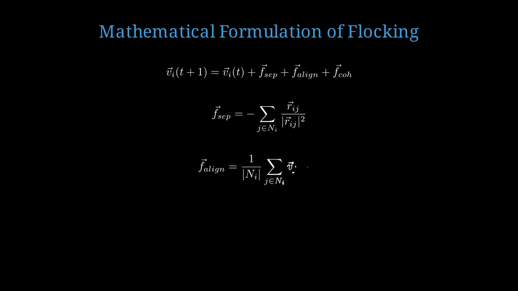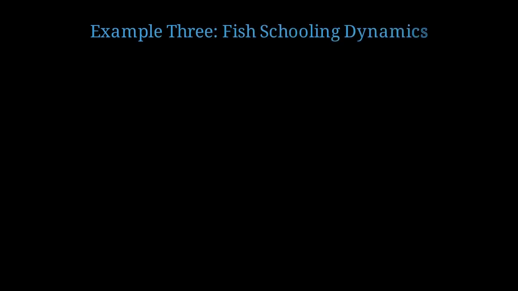The alignment force is the average velocity of neighbors minus the bird's own velocity. This steers the bird toward the local average heading. The cohesion force is the average position of neighbors minus the bird's position, pulling it toward the local center of mass. Fish schooling exhibits similar principles, but with additional hydrodynamic considerations.